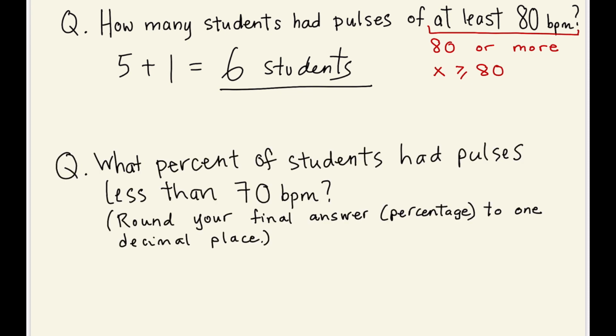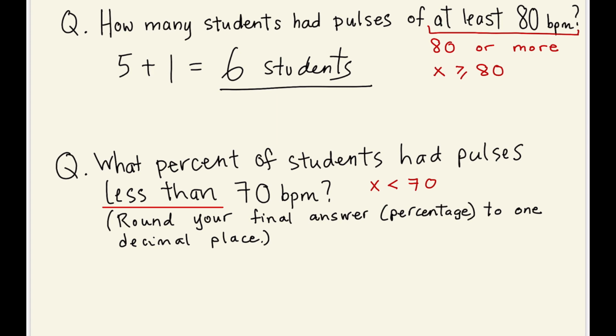Here we have a second question. It's asking us what percent of students had pulses that were less than 70 beats per minute. And we're going to round the answer to 1 decimal place. We're going to be rounding the final answer, which is going to be a percentage. First of all, let's make sure we understand what is meant by less than 70. That's strictly less than 70, so 70 is not included. Algebraically, that would be x is strictly less than 70.